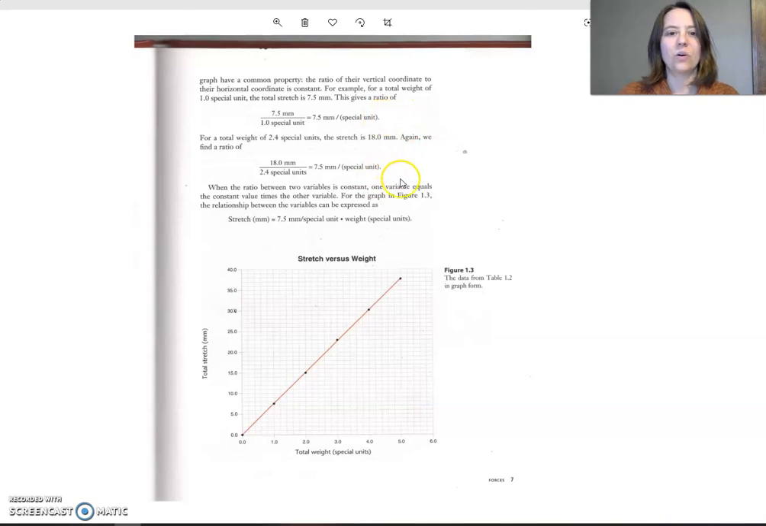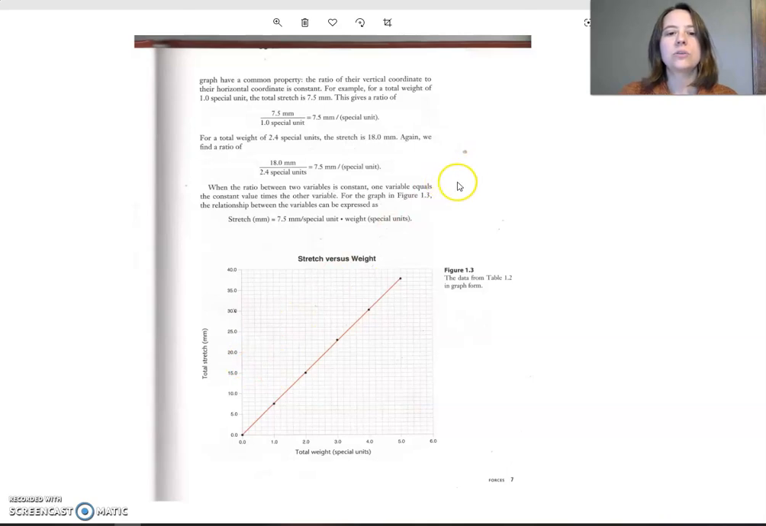Coincidence? No. So let's find that on our graph. At 2.4, we go up, and then we find that it is 18. There we go, 18.